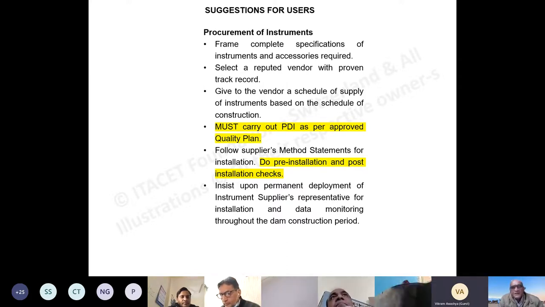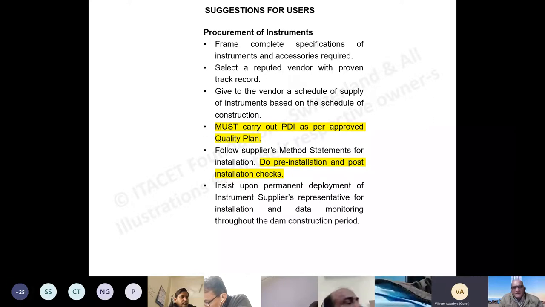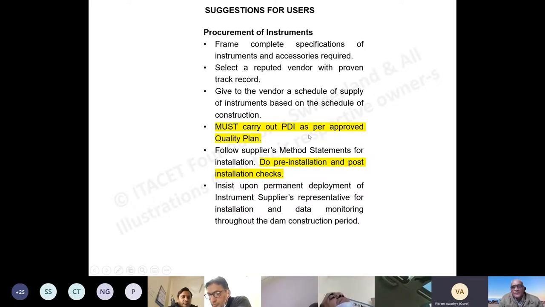From my experience in instrumentation, I have seen certain users just ordering instruments. First of all, no specs are there. They just say, okay, supply me 10 numbers of piezometers, 2 numbers of temperature meters, joint meters like that, without any specifications. That's the first mistake. Secondly, no PDI is done. That is, the vendor is left free to supply the instrument he likes. Even if the specs are there, there's no PDI. We don't know what the vendor supplies. So there must be a pre-dispatch inspection.